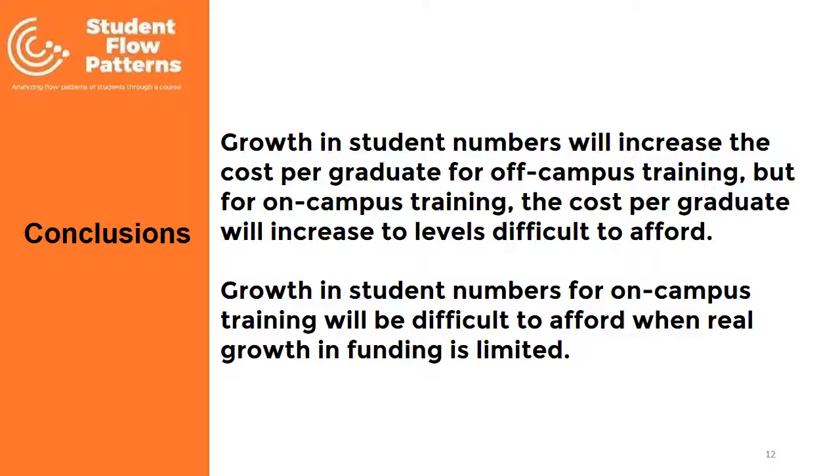Finally, growth in student numbers will increase the cost per graduate for off-campus training, but for on-campus training, the cost per graduate will increase to levels difficult to afford. Hence, growth in student numbers for on-campus training will be difficult to afford when real growth in funding is limited.